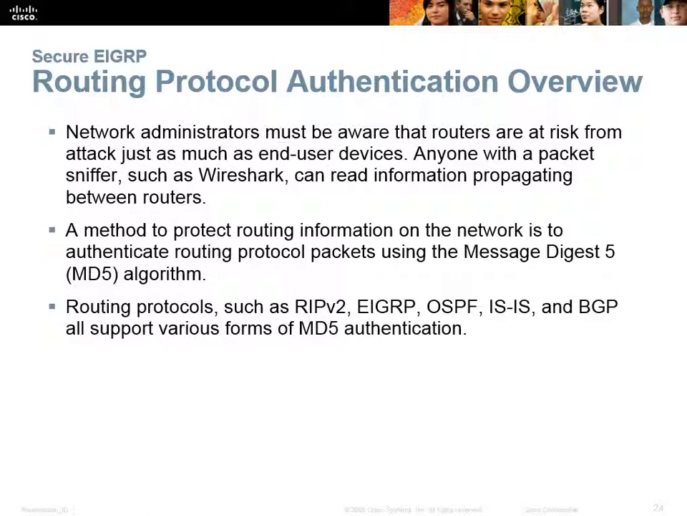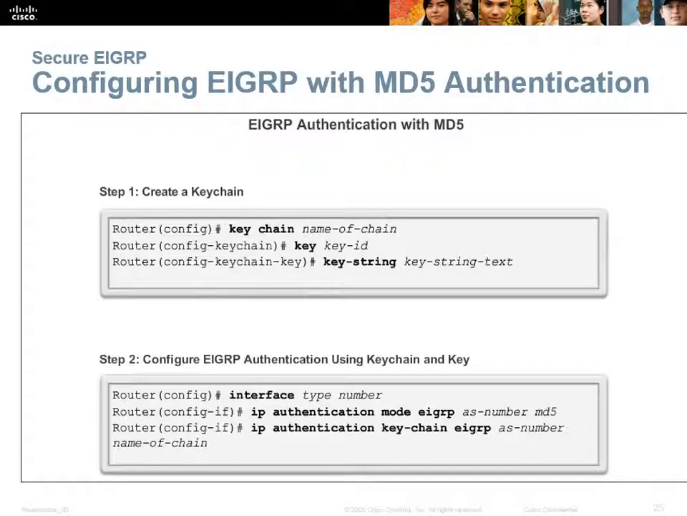Routing protocols such as RIP version 2, EIGRP, OSPF, IS-IS, and BGP all support various forms of the message digest 5, or MD5, algorithm for security. You can see that on Wireshark or any other packet sniffer. So you want to make sure that you're using things in a cryptographic format. How do you do it? You create a key chain by giving it a name. You're going to give it a key ID, and then you're going to give it a key string text.